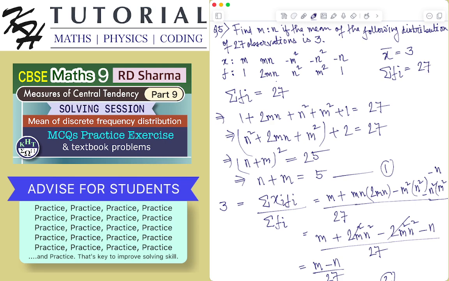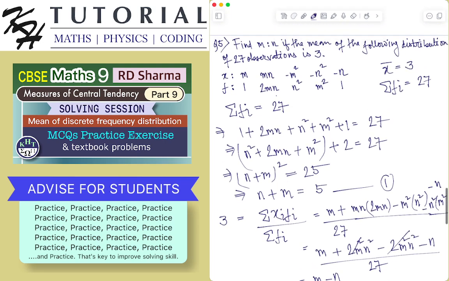So basically, in this problem, the concepts that need to be applied: it is given in the problem that there are 27 observations, so it means that the summation of the frequencies is 27. So that is one concept. From there you will get one relation between m and n, and another one is the mean, applying the formula of summation of xi fi divided by summation of fi. You will get another relation between m and n, and from there you will have to solve for m and n.